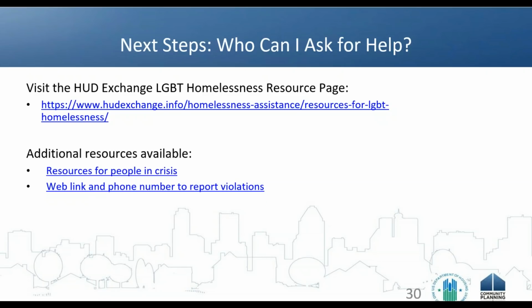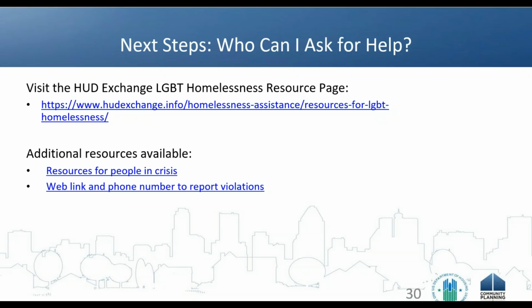What are some outreach services, some national call centers that people who are in crisis can call at any moment, 24/7, 365? And then if you are concerned that you are witnessing a violation, or that your community is not moving in a direction of compliance, or that a project is really circumventing a lot of these mechanisms, anyone can report a violation. And there's a link there to do so on the internet, and there's a phone number to do so.